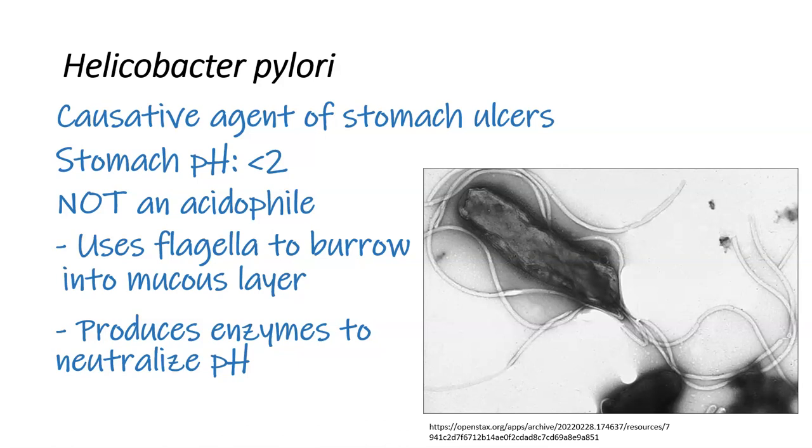It actually uses its flagella to burrow down into the mucus layer that covers the surface of the stomach epithelium. And then it also secretes an enzyme called urease. That enzyme breaks down urea and makes ammonia, which neutralizes the pH in the immediate environment around the cell. So Helicobacter pylori is able to live in that high acid, low pH environment, but it is not a true acidophile because it actually prefers a relatively neutral pH in order to grow. It just alters the environment right around it.